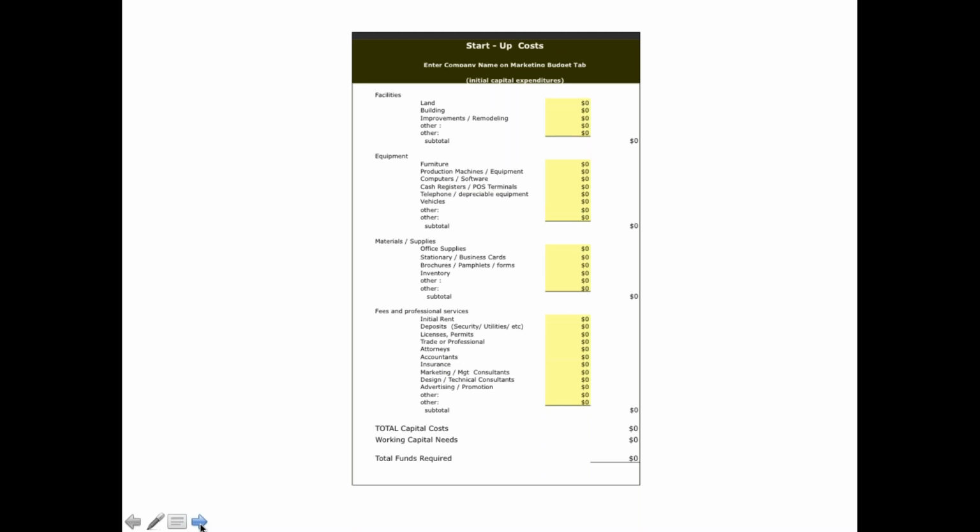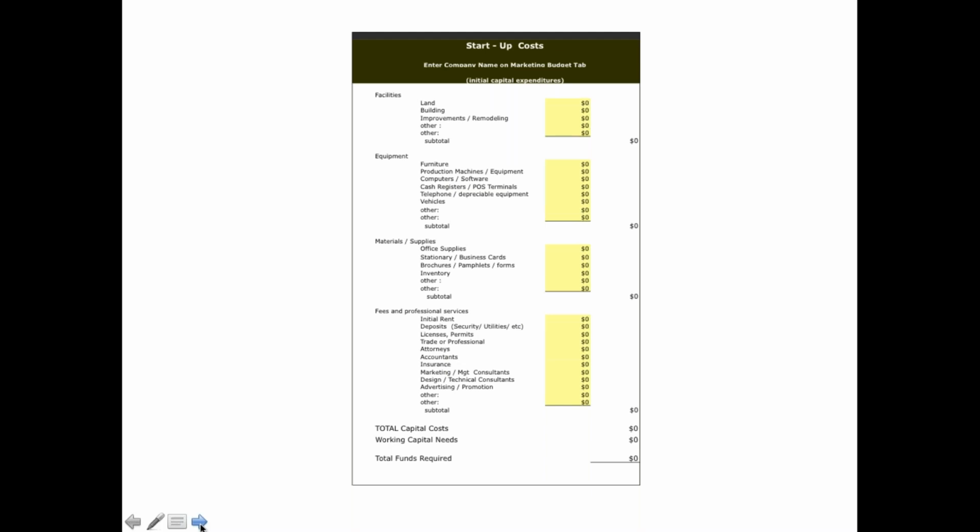Computers and software, again, we're doing it over 60 months, but you'll find that your accountant will probably do it over 2 years. But again, think about how much money you're going to need to spend if you could have everything you wanted.